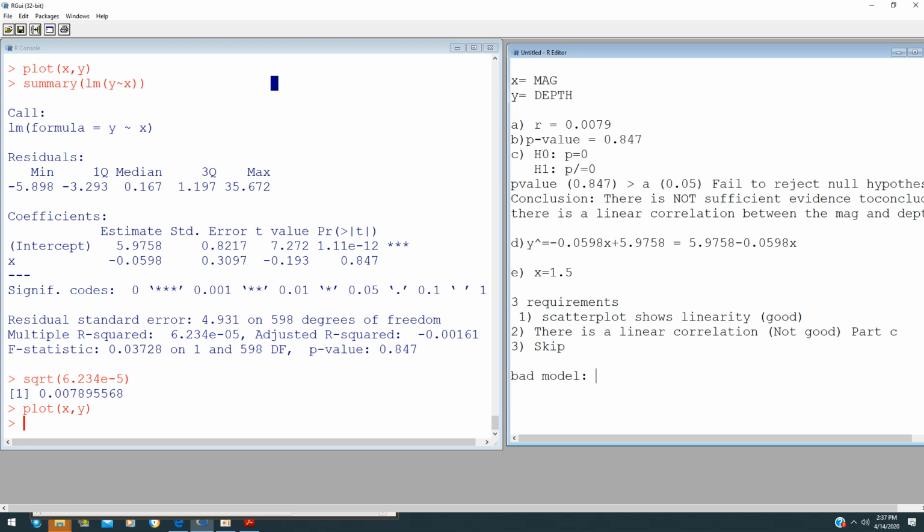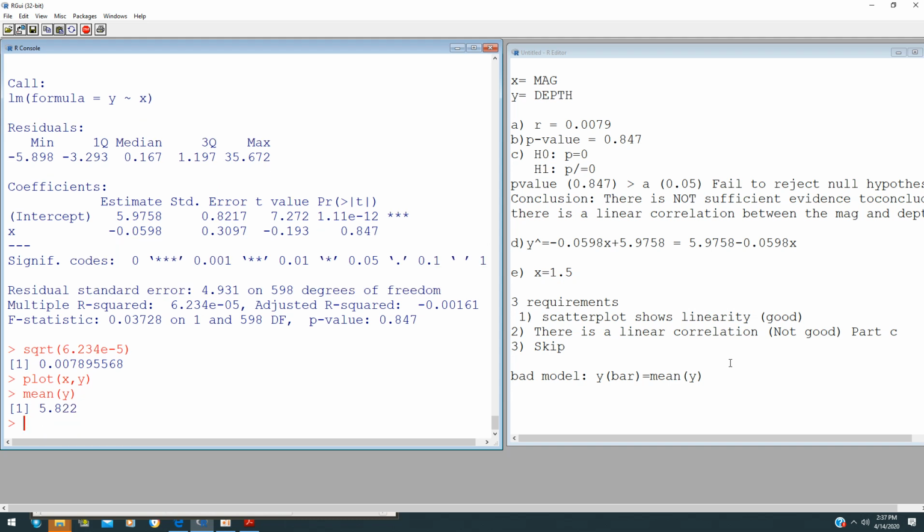Okay, and what happens with a bad model? We cannot plug x equals 1.5 into this equation. You have to find y bar. And how do you find y bar? You type in mean of y in your R. If you type in mean y in your R, it will give you 5.822. So that is how you find your prediction here.